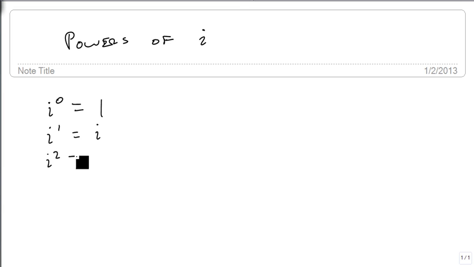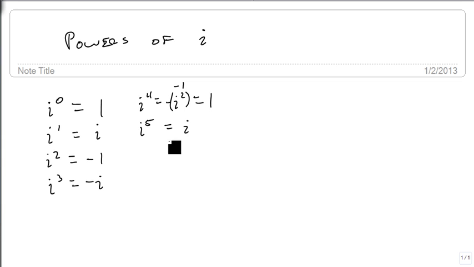So we multiply both by i again, we get i squared, and of course we know i squared is minus 1. And i cubed is minus i. Well, i to the fourth is minus i squared, which is a negative 1, and negative times a negative 1 is a 1. And notice that we've looped around. This means as I keep going, every 4, I'm just going to repeat the pattern. So it repeats every 4.